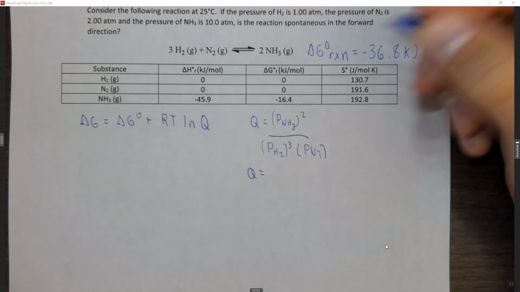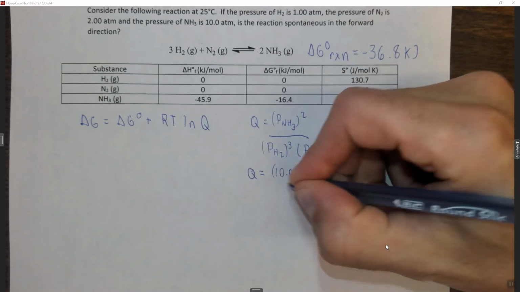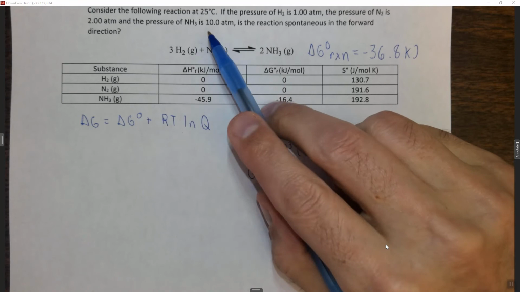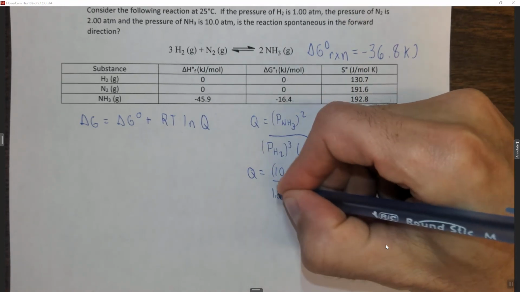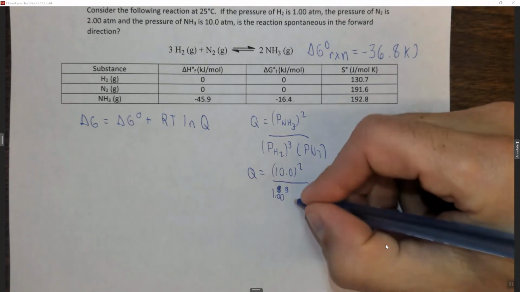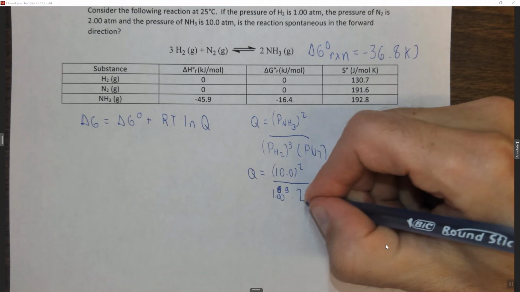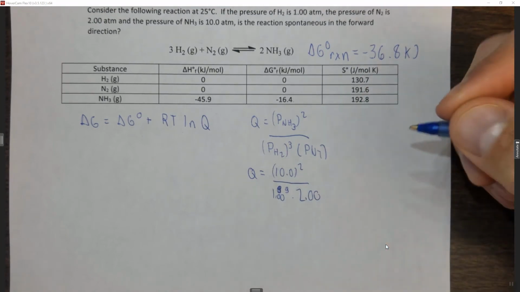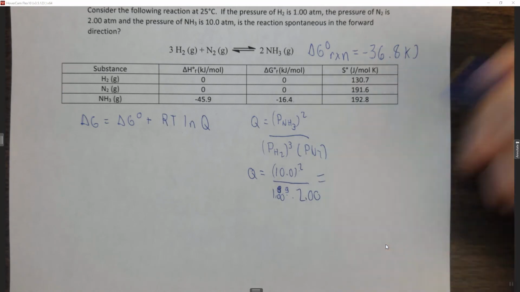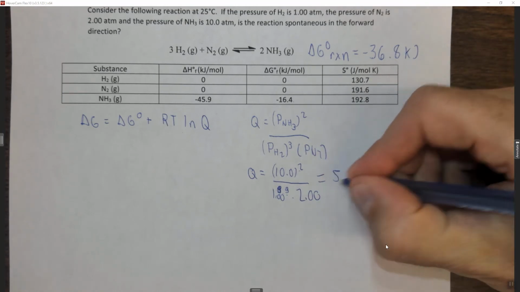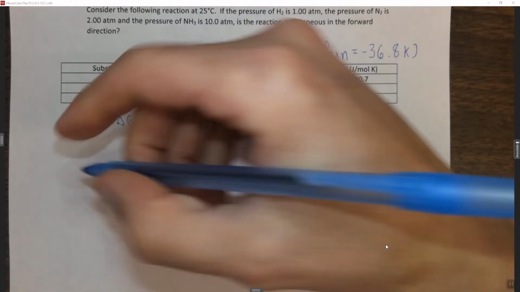So Q, in this case, is the pressure of ammonia, which is 10 squared, divided by the pressure of hydrogen, which is 1 cubed. I should probably write it as 1.00 cubed. Times the pressure of nitrogen, which is 2, and that's going to be to the first power, so just 2. So you're going to get 100, 1 cubed is 1, divided by 2. 100 divided by 2 is 50. So Q is 50. Now we can plug in here.